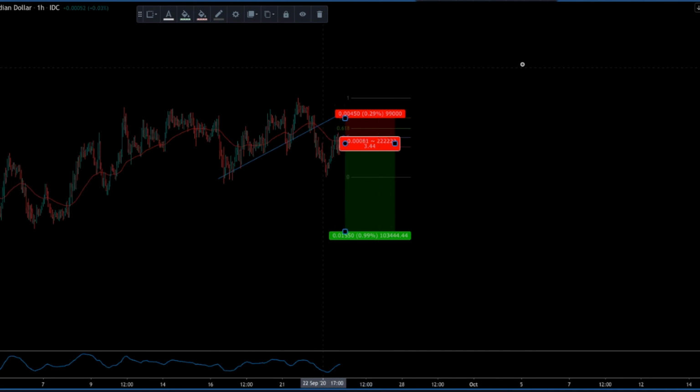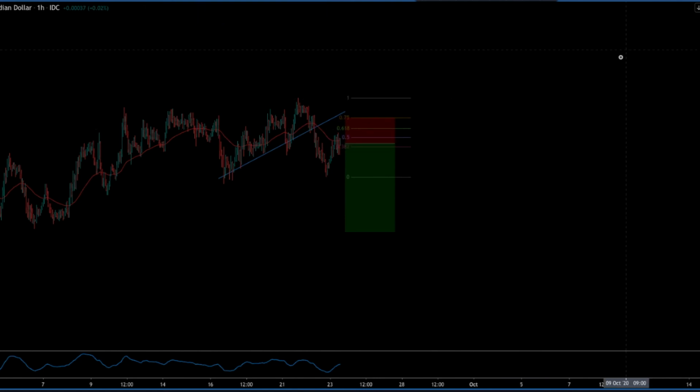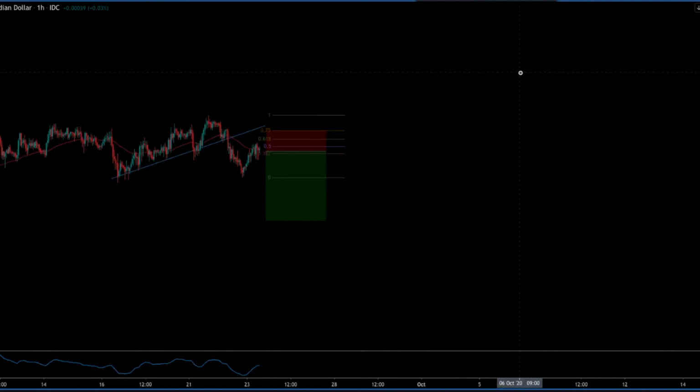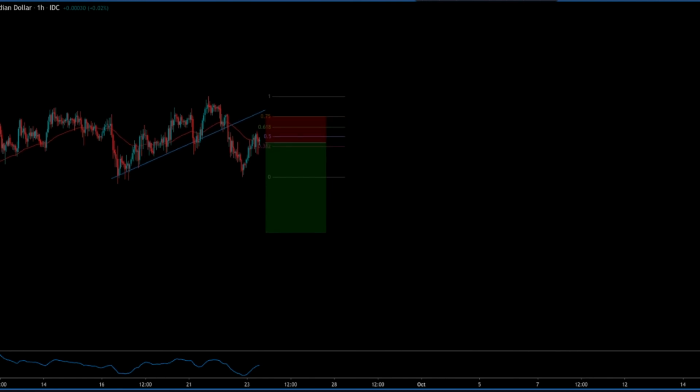So again, this was not a real trade. I was just using this as an example, but I hope this helps those of you that are a little confused on how to risk a certain amount of money and target a certain amount on trading currencies.